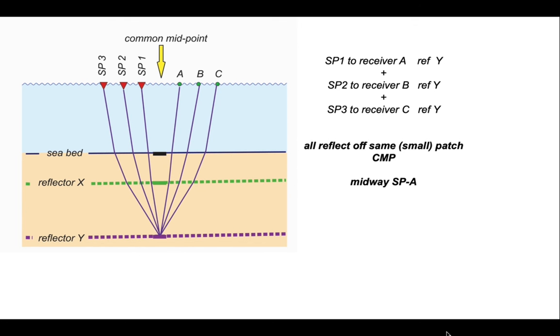So the gather we're going to do is going to combine these various traces, and they're going to tell us about the position of the reflectors at a common midpoint between our pairs of shot points and receivers. The gather, therefore, is called a common midpoint, or CMP gather. And you can see that the common midpoint lies midway between shot point 1 and receiver A. So keep that in mind as we see how these plot up.